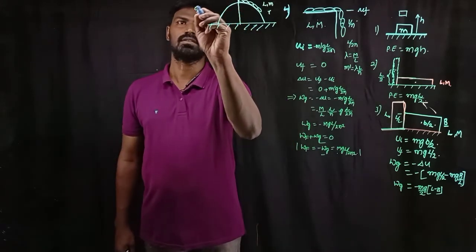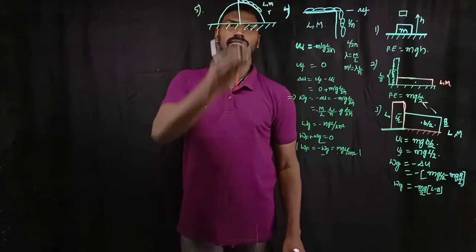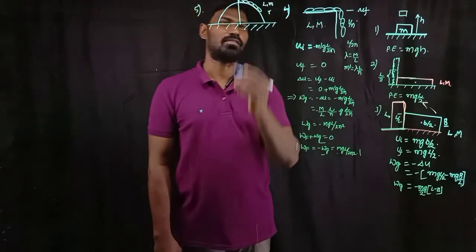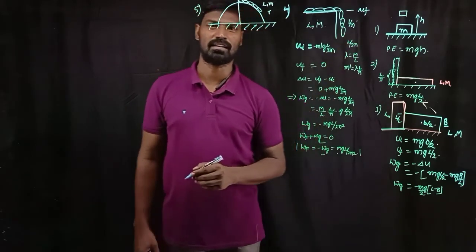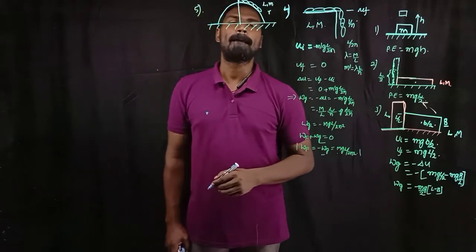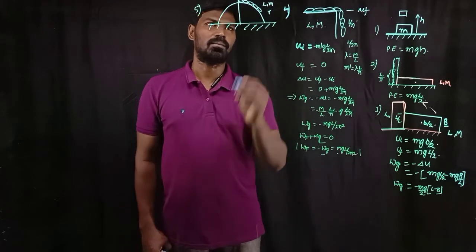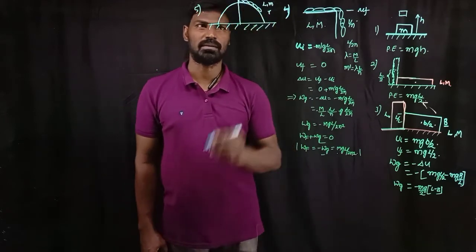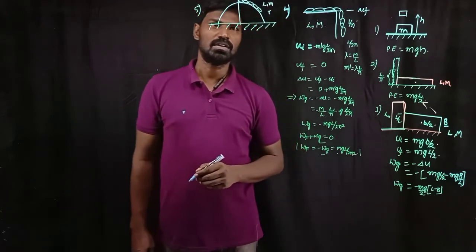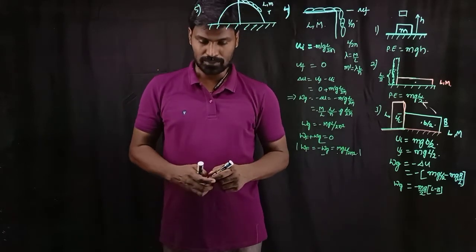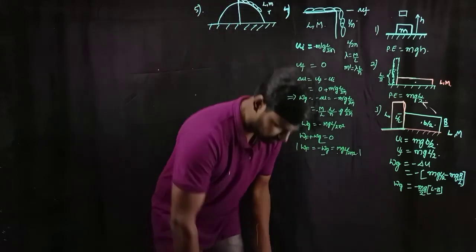This is the fifth case. So here I don't know what is the location of the center of mass. If I knew it directly, I could write it like this, but I don't. So I want to do it like this. By the integration method only we can calculate, because it is a continuous mass distribution.